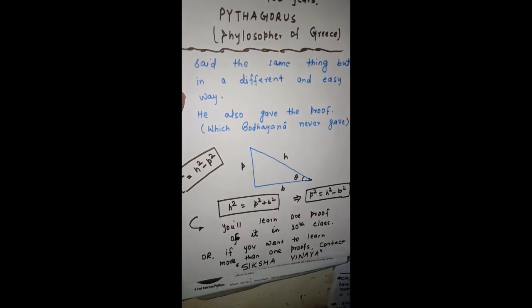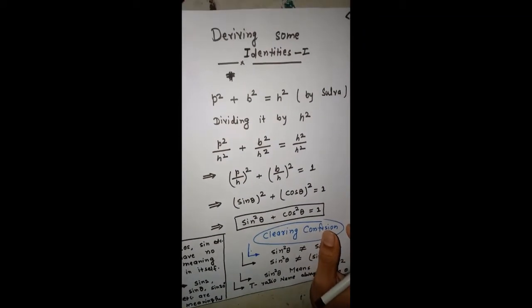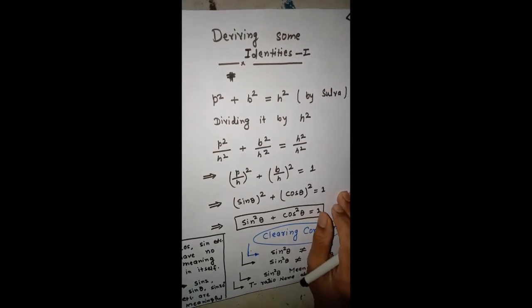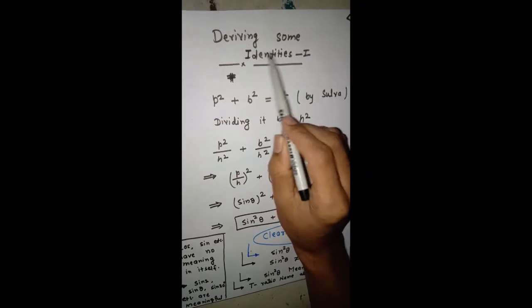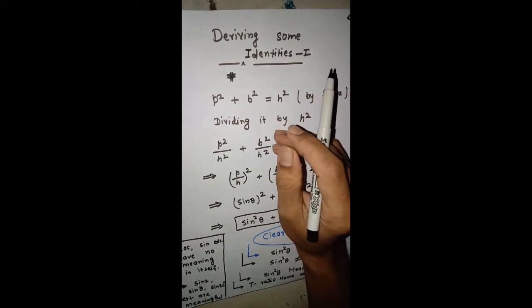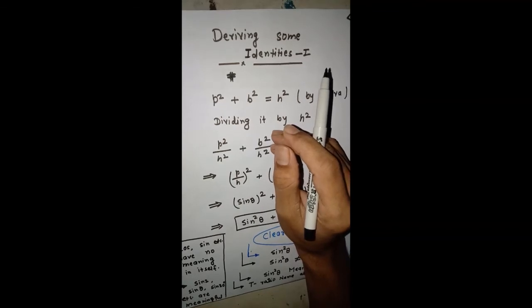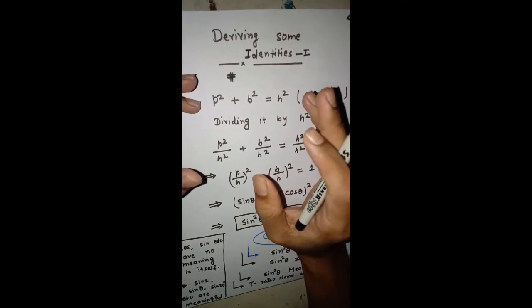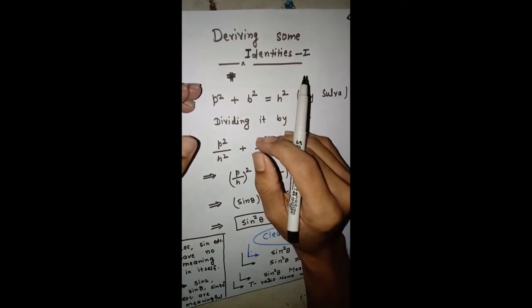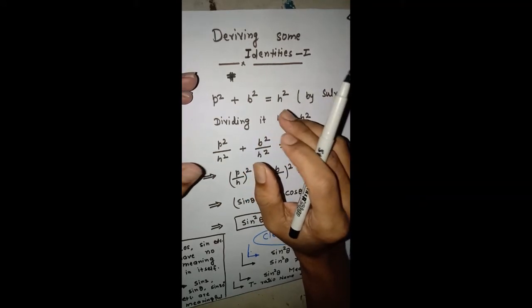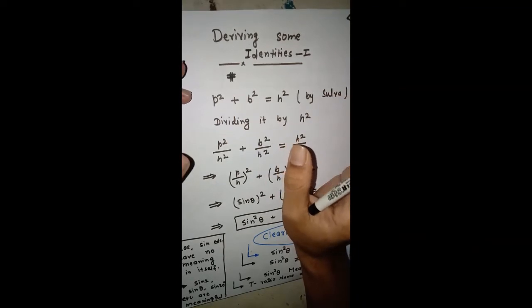Now, by using these theorems, we can derive some trigonometric relationships. Here we want to derive some identities. What are identities? You have already known about it in previous classes. Identities are those relationships which are accurate in every particular condition.